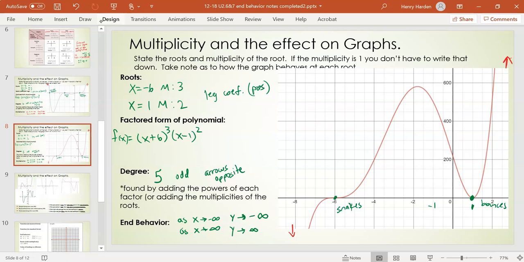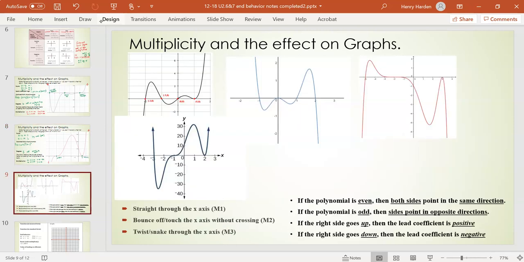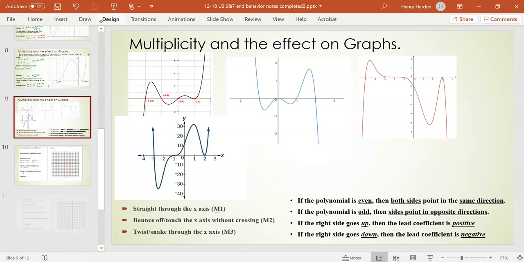All right. So just looking at this, these are just a bunch of different graphs, and then just some of the key things that we talked about at the bottom. And you can look through it. And this just talks about the multiplicities. If it's straight through, bounces off, or twists, what the multiplicities are.